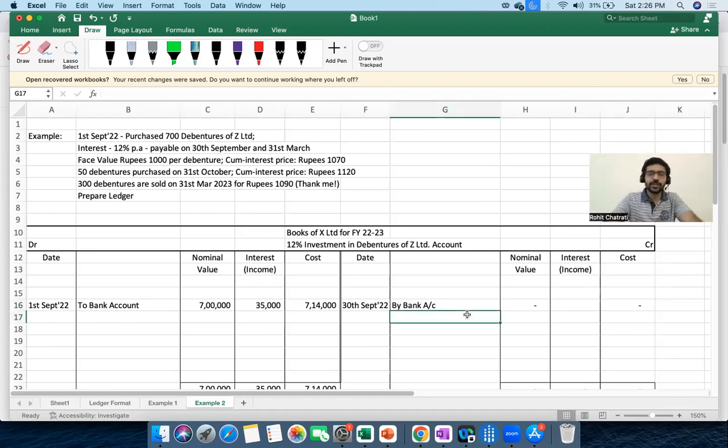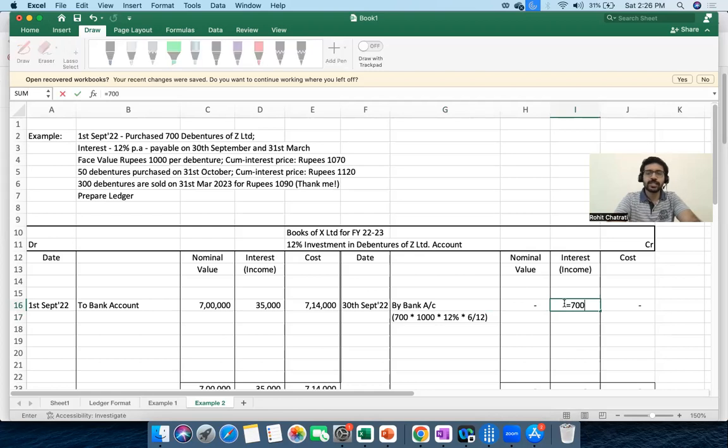Now, how much interest are you actually receiving? You hold 700 debentures multiplied by a face value of 1000 multiplied by 12%, multiplied by 6 by 12. Why did we do 6 by 12? Because you're receiving the first installment, only the 6 months installment. The interest is calculated on the face value, therefore you've multiplied it by the face value, by 12 percent, by 6 by 12, because this is the first installment.